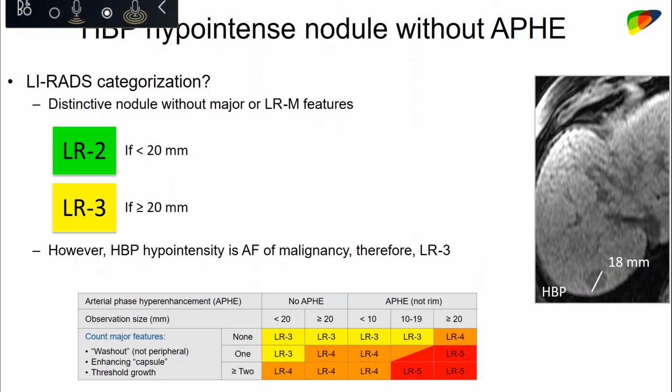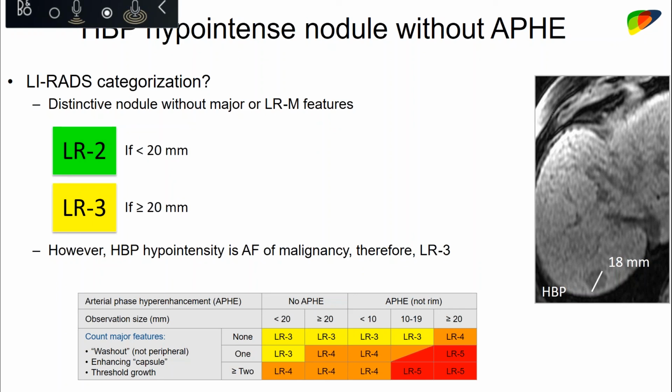Thanks for the excellent talk. We routinely use extracellular contrasts. So for your example of the 80 millimeter lesion, assuming there are no other ancillary features, say diffusion was negative, without hepatobiliary contrast, and it did not show any arterial phase enhancement or washout, it will be LR2, and that patient will go back to surveillance, presumably. And would you then recommend hepatobiliary contrasts in most cases or not? Do you understand what I'm saying?